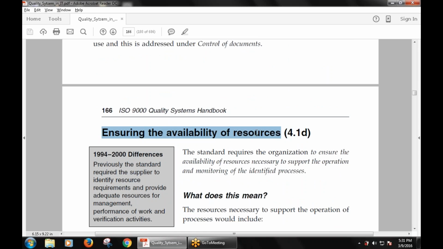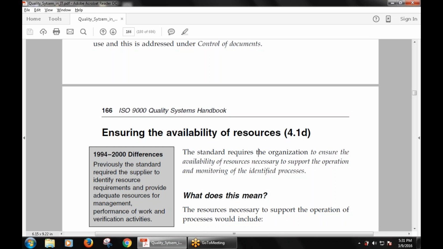Then ensuring the availability of the resources, that is how to ensure whether resources are available or not. So ensuring the availability of the resources is used to ensure the availability of the resources that are necessary to support the operation and the monitoring of the identified processes. That is, what are the various standards that are used to support the operation and the monitoring of the identified processes, that is, ensure the availability. So that is needed to support the operation of the processes.